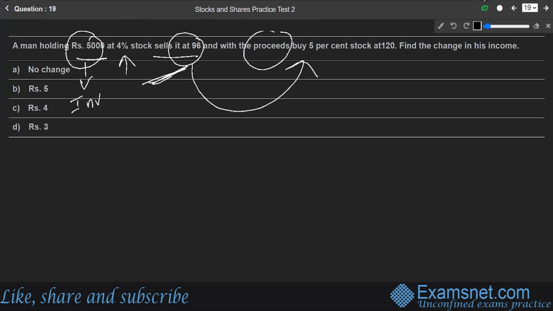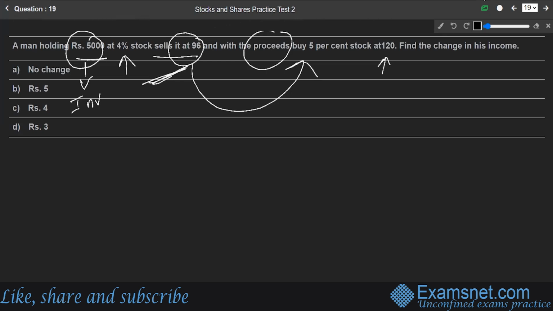That's what his proceeds means. Buy 5% stock at 120. So with the income from the first scheme, he'll be buying another stock which is available at 120 rupees. Then we have to find out the change in his total income, so then we'll be able to find out the net income change. Let us do it step by step.